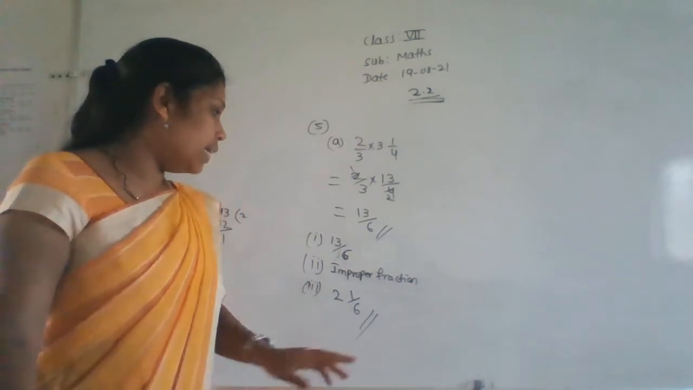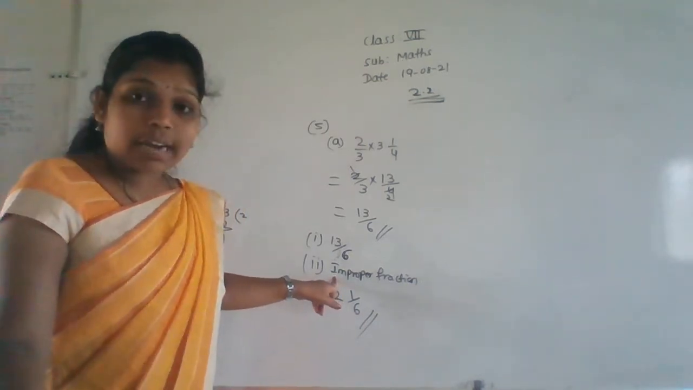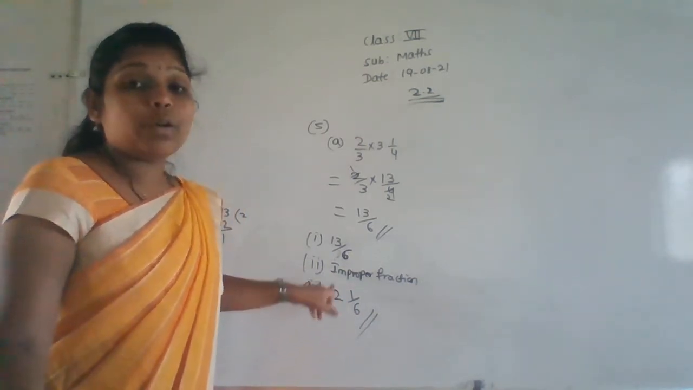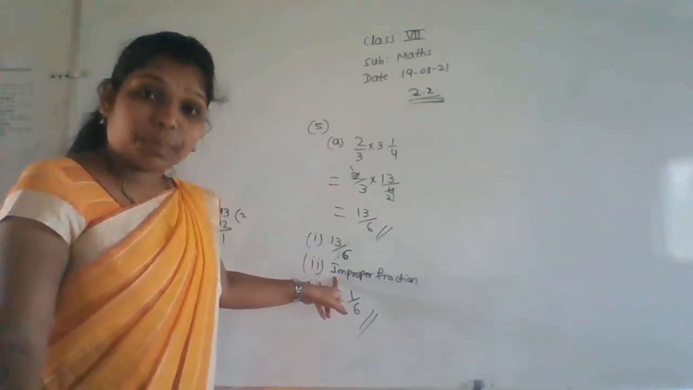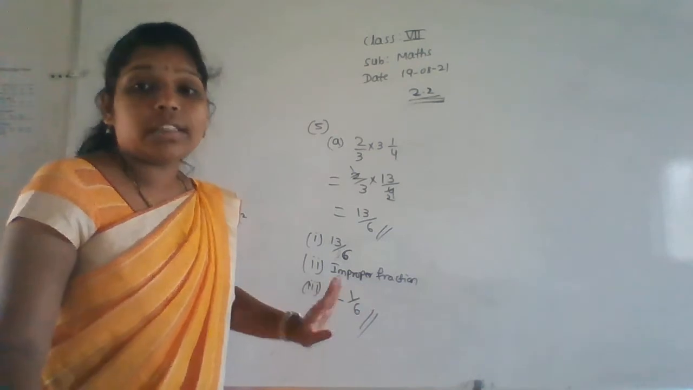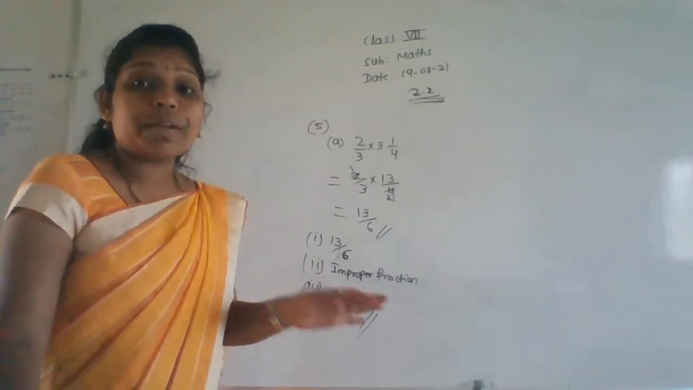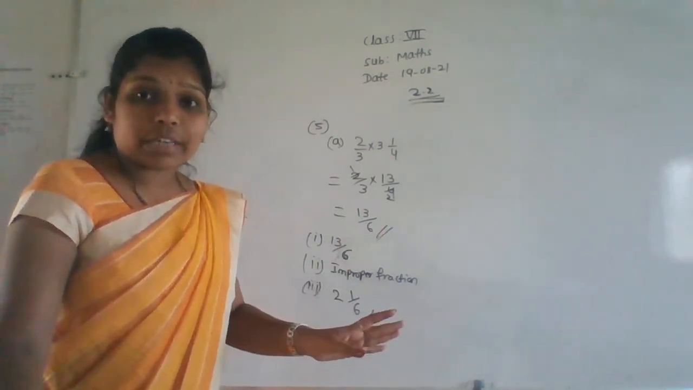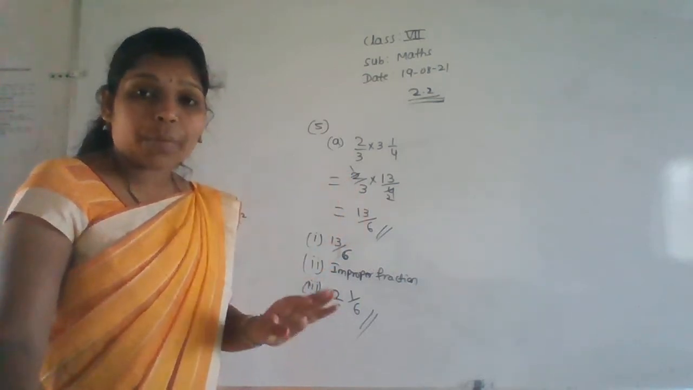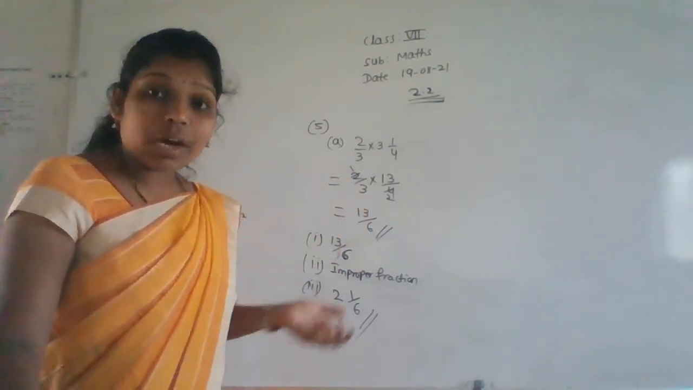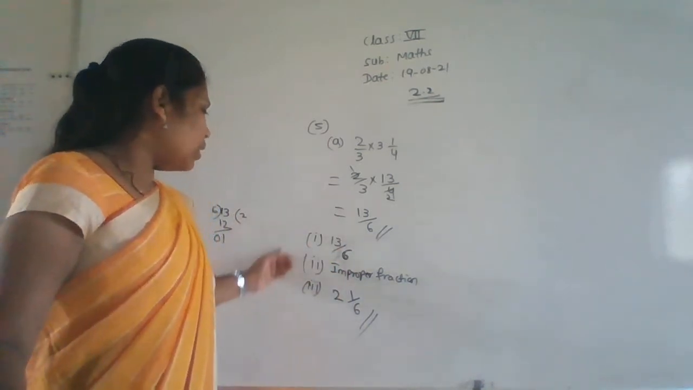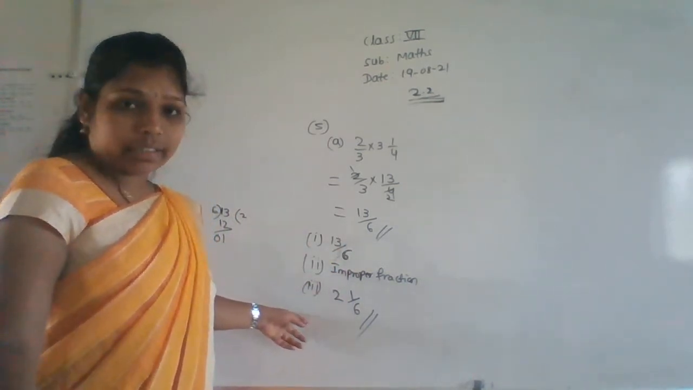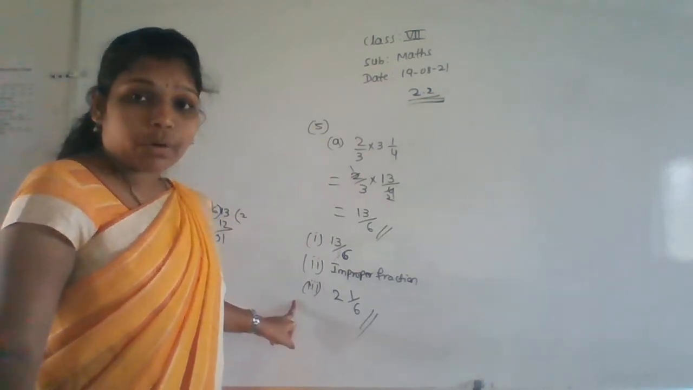For that reason I am telling you about the second one. If your answer is an improper fraction, then only the third answer will come. If the second answer is a proper fraction, then no need to think about the third answer, because there is no mixed fraction for a proper fraction. Only an improper fraction can be converted into a mixed fraction. So all three answers have to be written like this for every problem.